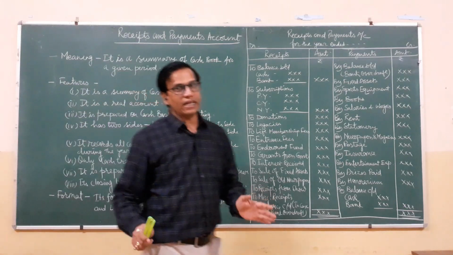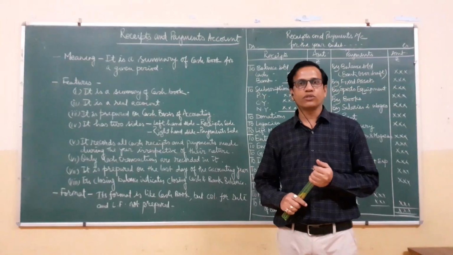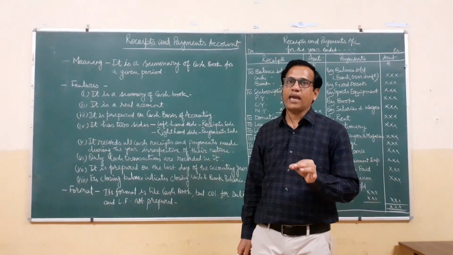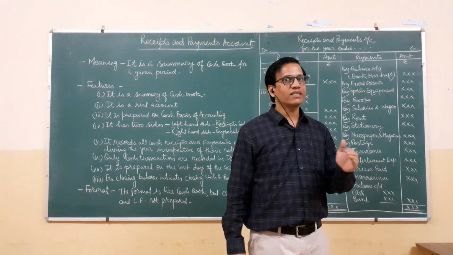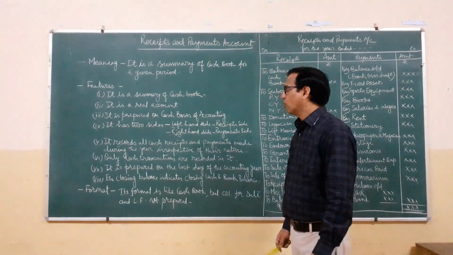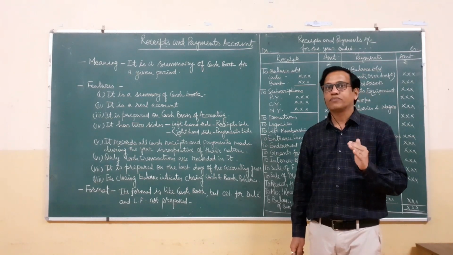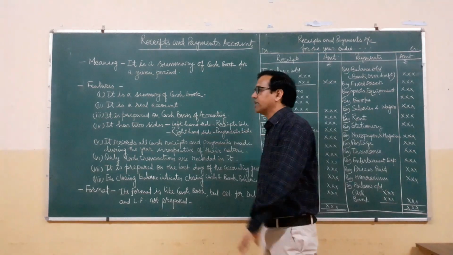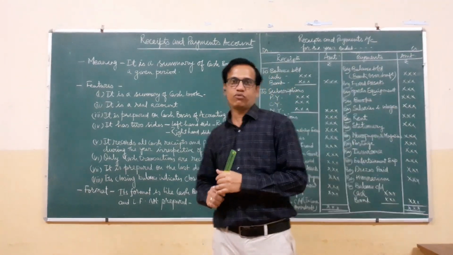Then it is a real account. As cash account is a real account, receipts and payments account is also a real account. It is prepared on cash basis of accounting. It means non-cash transactions are not recorded in it. Only the transactions which are done in cash, that means either cash receipts or cash payments, are recorded in this account. So it is based on a cash basis of accounting.